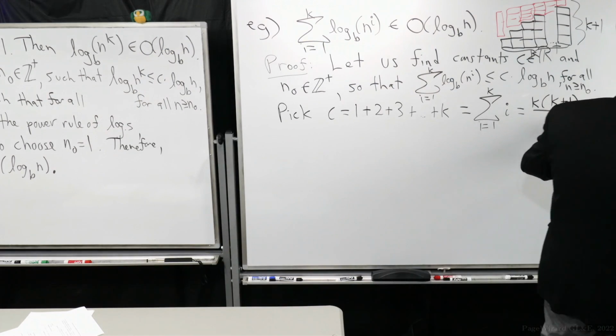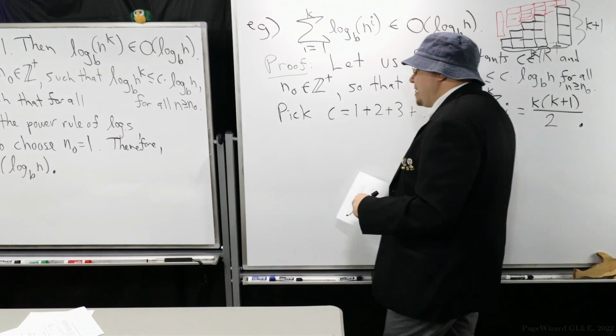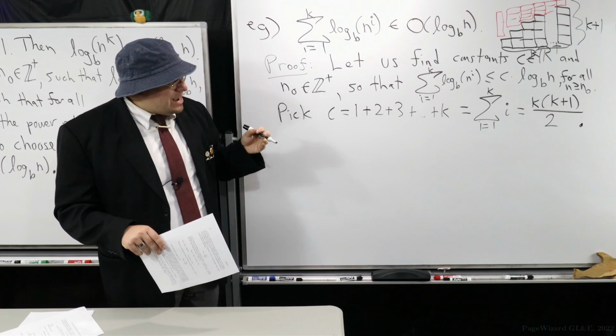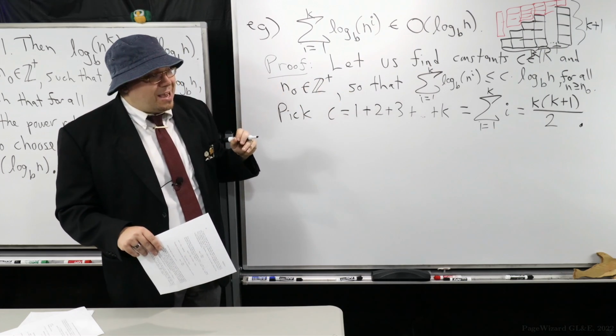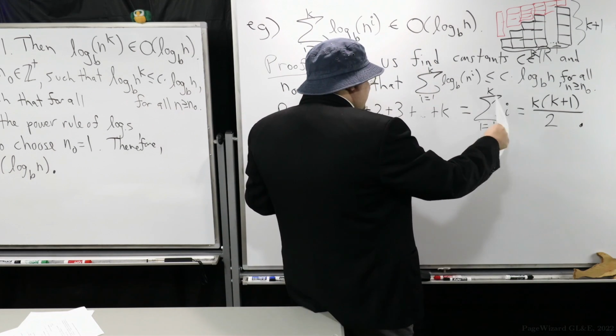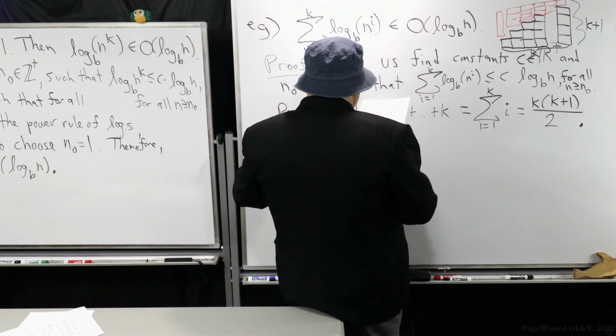So now this is my c. It's going to be k times k plus 1 over 2. Notice the way I formulated it, it's now in terms of k, and that is indeed still a constant because k is a constant. Don't let the fact that it looks a lot more sophisticated throw you off. It's not.